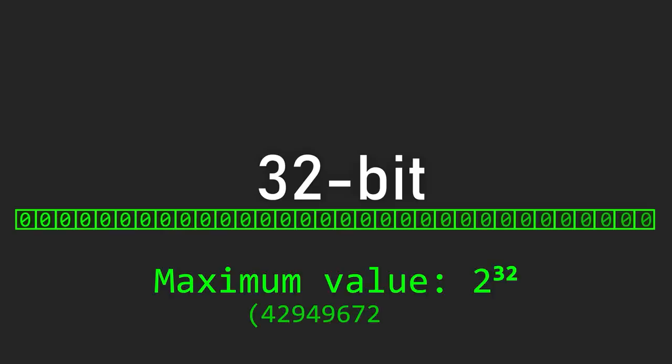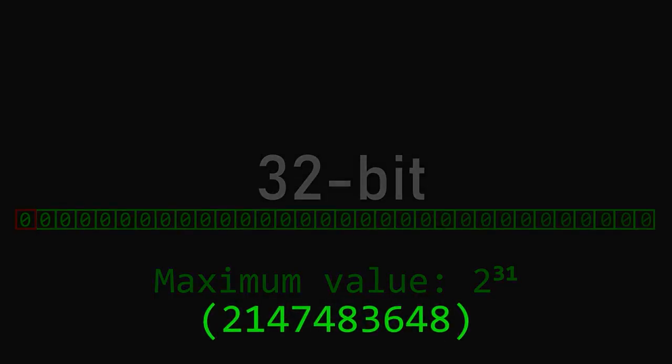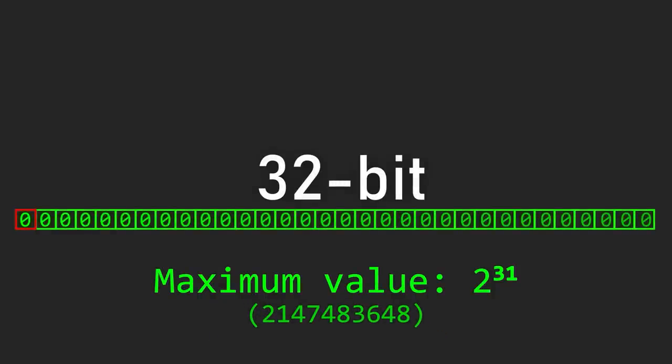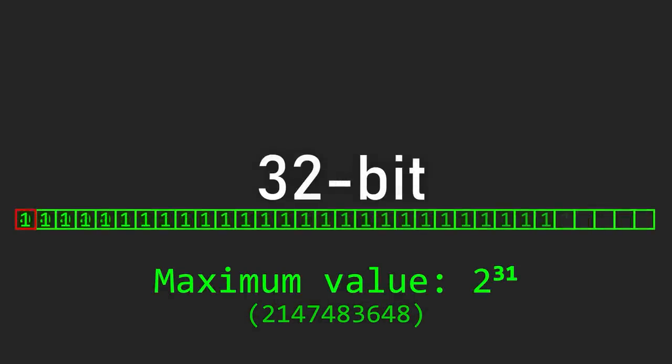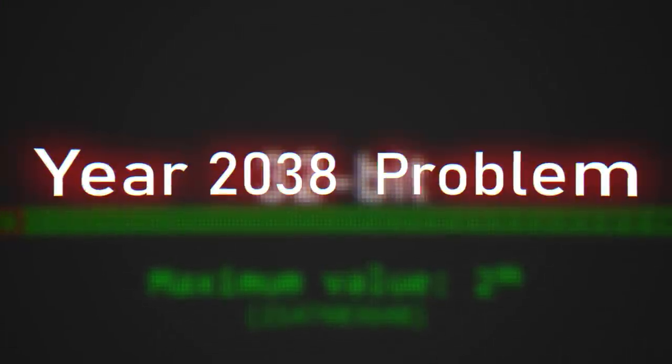In the case of 32-bit integers, if the first bit is used to determine whether the integer is positive or negative, the maximum number it can store is 2 to the power of 31, or numerically, 2,147,483,648. Now, you might already be piecing this together, but basically at some point about this many seconds will have passed since the year 1970, and we won't be able to store a higher date using 32-bit Unix time. This will happen on January 19th, 2038. And there you have it, the year 2038 problem.